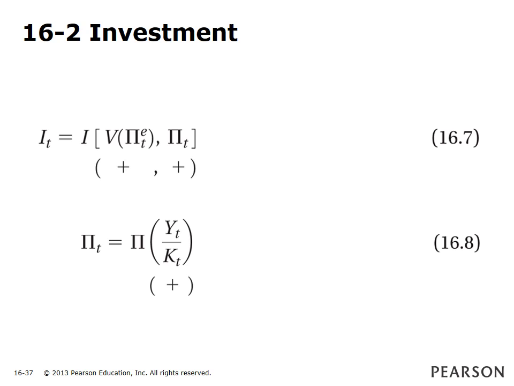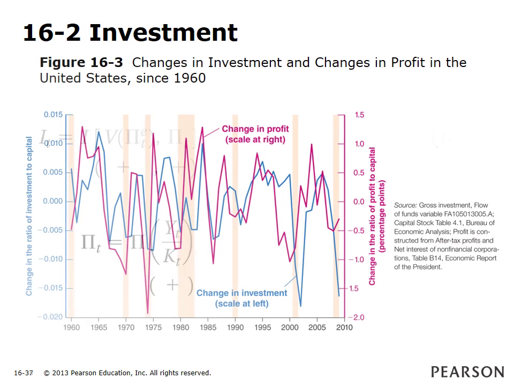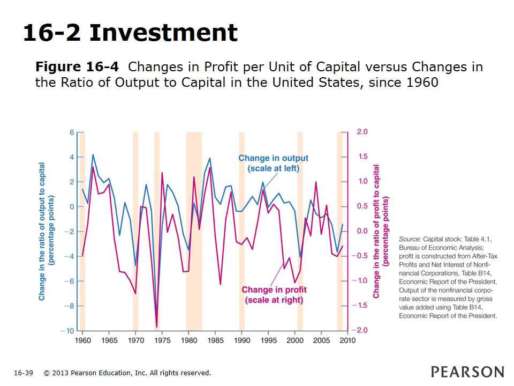Equation 16.7 says that investment in reality depends on current and expected future profits per unit of capital. Equation 16.8 says that profit per unit of capital depends positively on output per unit of capital, or current sales per unit of capital. Figure 16-3 shows changes in investment and changes in profit move together. Figure 16-4 shows that profit per unit of capital and output per unit of capital move together.